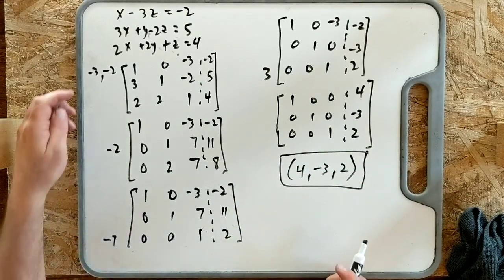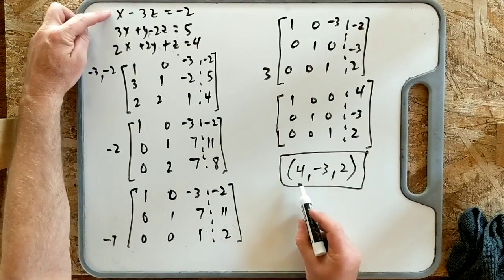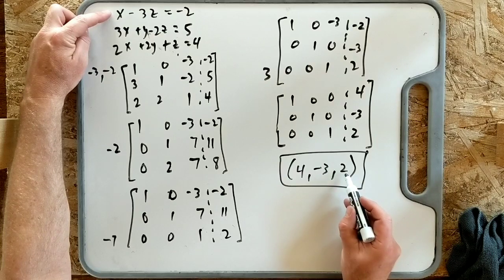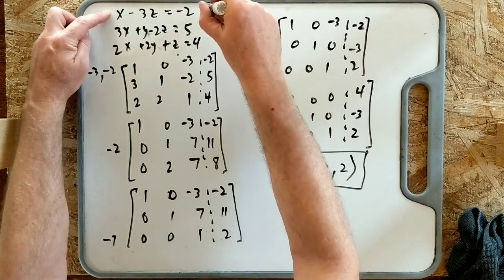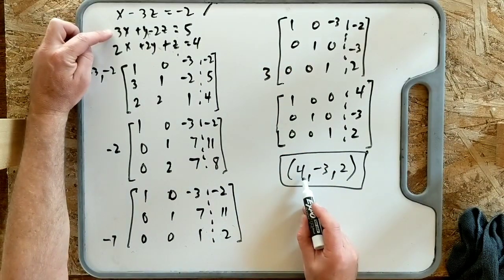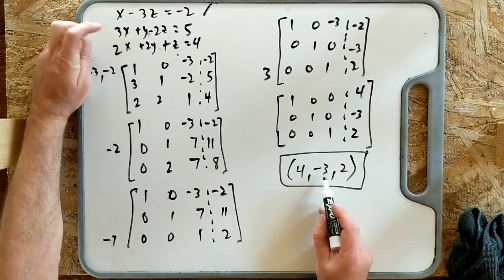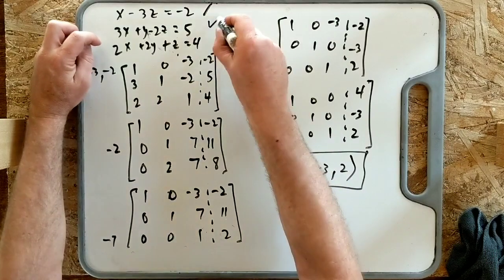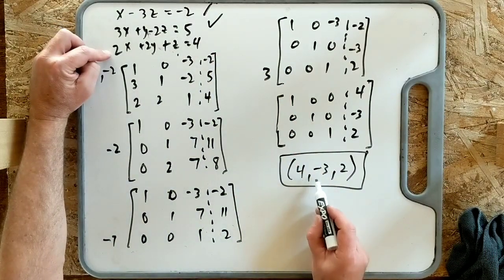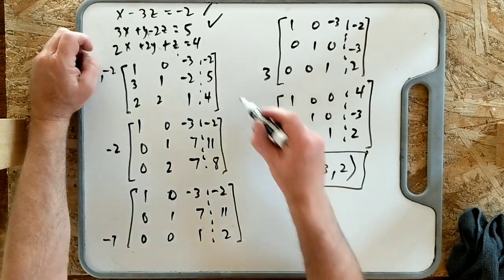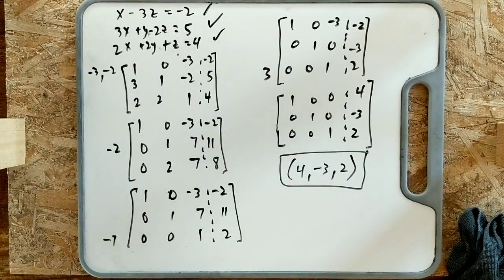I haven't done these beforehand, so I don't really know, so let me check. 4 minus 2 times 3 times 2, 4 minus 6 is -2. Looks good. Next one, 12 minus 3 is 9, minus 4 is 5. Good. And finally, 8 minus 6 is 2, plus 2 is 4. Beautiful. There we go. There's the right answer.